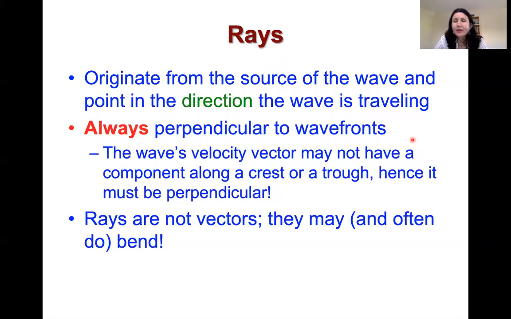Why? Because there can't be a component of velocity which is parallel to the wavefront. The wavefront describes how the wave kind of moves out from the source. So the rays have to be perpendicular, but then careful, rays themselves are not vectors. Vectors are quantities that always point in one specific direction. These rays, as we'll see, will be able to bend and change direction.